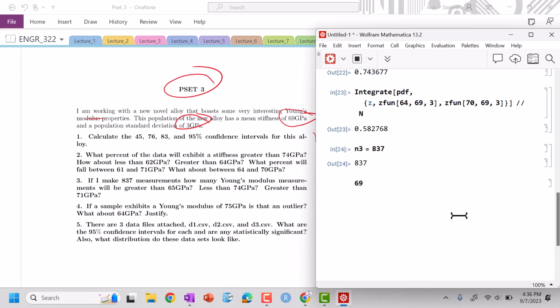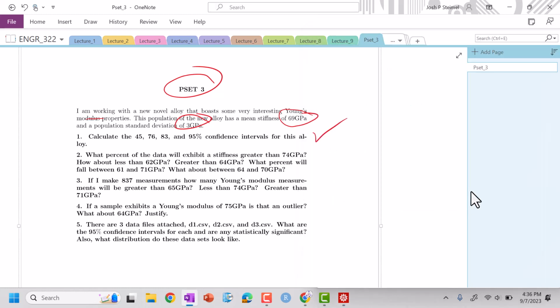So we said 69 plus 3 times our sigma, which is also 3. So is this an outlier? No, it needs to be greater than 78. What about 64? No, it needs to be less than 60. So neither of those are outliers. So again, it has to be greater than 3 sigma away to be outliers.